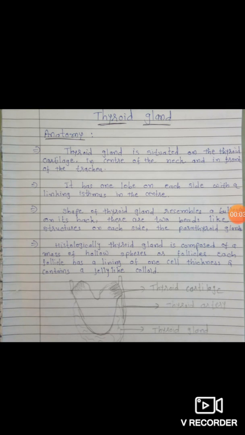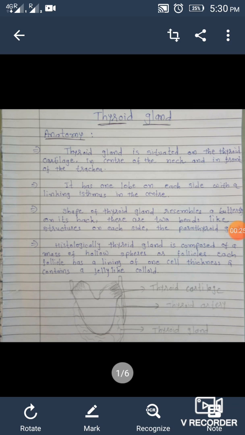Hello everyone. Today we will discuss the thyroid gland, in which we will discuss anatomy, physiology and disorders related to the thyroid gland. Now let's start with anatomy. It is situated on the thyroid cartilage, which is present in the center of the neck and in front of the trachea. It has one lobe on each side, and these two lobes are linked by the isthmus. Isthmus is something which connects the two major tissues.